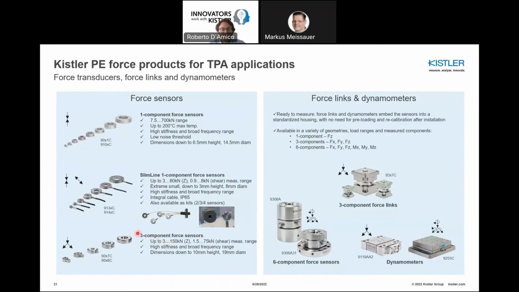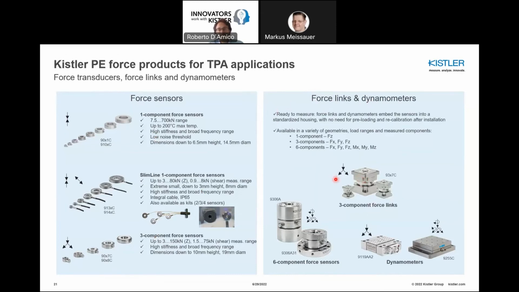And then we have 3 component force sensors that measure the forces in the 3 axes, in 3 directions. Again, a wide variety of measuring ranges, and again, a very high stiffness to cover a broad frequency range. However, these sensors will be embedded into a frame, into a housing, which then must be preloaded and calibrated in some cases. Otherwise, we have products which are ready to use, which are called force links and dynamometers. Basically, here the components have already been embedded into a standard housing, and they are already calibrated with the housing and already preloaded.